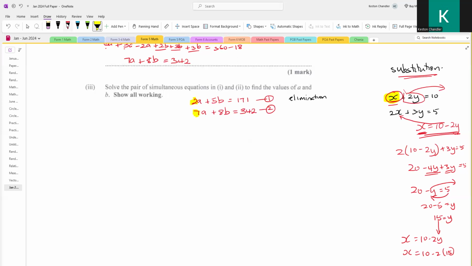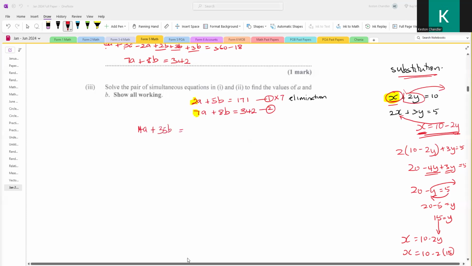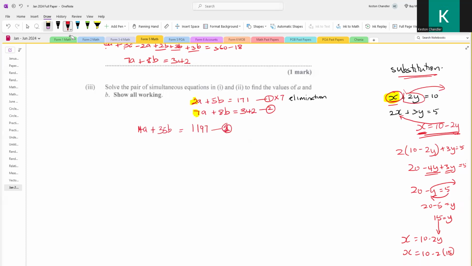So to make 2 into 14, I will have to multiply 2 by 7. But it means that I am multiplying the entire equation by 7. So what I will get is 14A plus 35B, and 171 times 7 is 1197. This is a new equation. I'll call this equation 3.